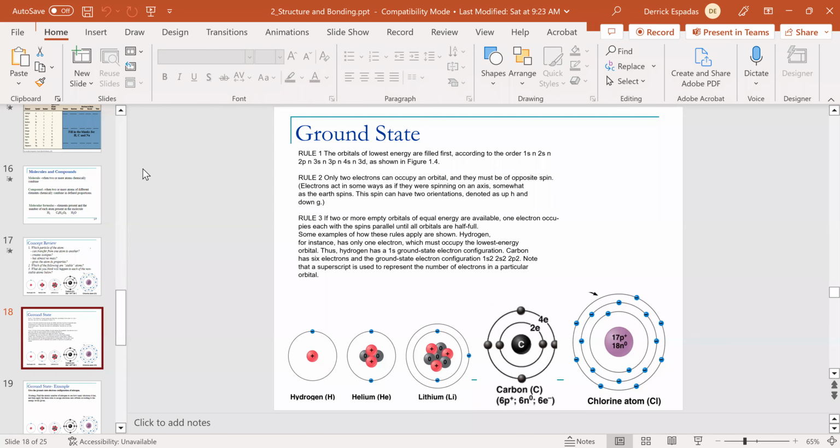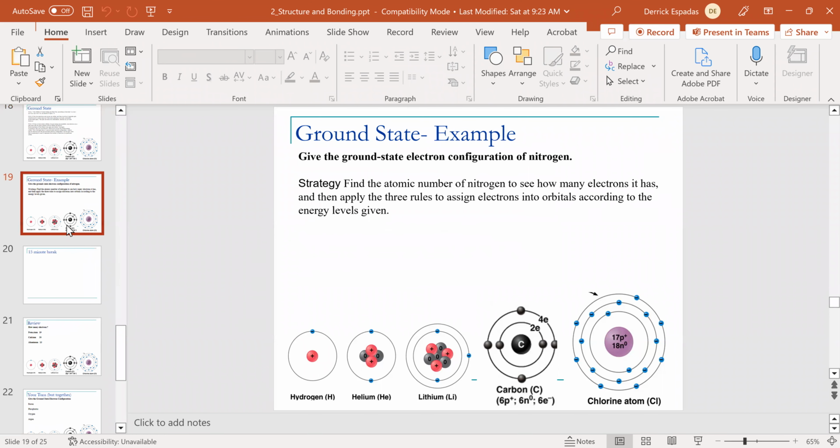Carbon has 6 electrons in the ground state electron configuration, 1s2, 2s2, 2p2. So there's a superscript, and that's what we call like the bigger number, to represent the number of electrons in a particular orbit. We're going to go through that. It talks about that in the book that you have the link to. So it's going to take a lot of practice and watching those videos to kind of get a hang of that.